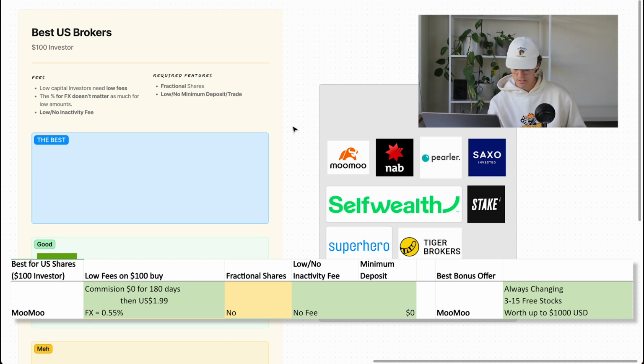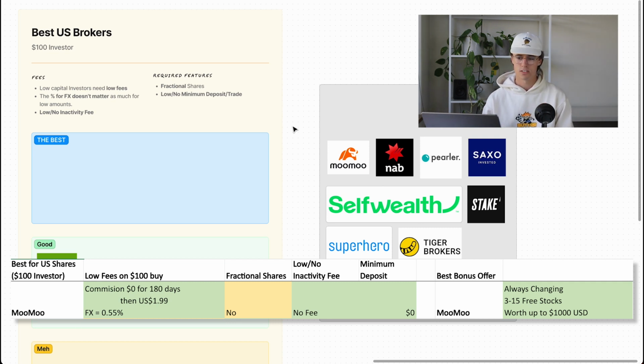Now Mumu is quite a new one to the industry, and now they're offering $0 commission for the first 180 days. And after that, the commission goes up to $2 per trade, which is still quite good. They also have a very low FX fee, which doesn't really come into play, like I said, for the $100 trader that much, but the FX fee is only 0.55%, which is quite low.